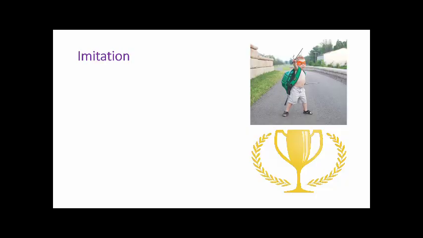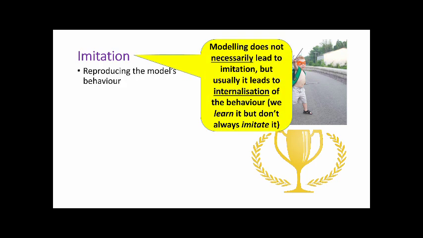Now, imitation is obviously copying, it's reproducing a model's behaviour. Just write in next to the word imitation on page 17, write in this yellow comment. Modelling doesn't necessarily lead to imitation, but usually it leads to internalisation. This means we learn the behaviour, we take it on board, but we don't necessarily always imitate it. Whether we imitate the behaviour depends on a number of factors.